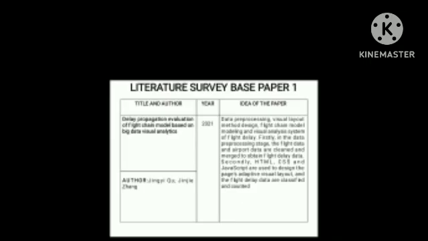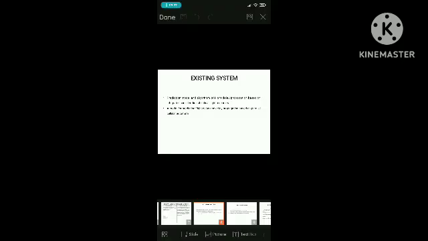Now we are moving on to the literature survey. Paper 1, in the year 2021: Delay propagation evaluation of flight chain model based on big data visual analytics. They have given the authors and the idea of the paper. Paper 2, in the year 2019: Predicting flight delays with artificial neural networks, case study of an airport. They have given the authors and the idea of the paper. Paper 3, in the year 2020: Modeling flight delay propagation in airport and airspace network, with the authors and the idea of the paper given.